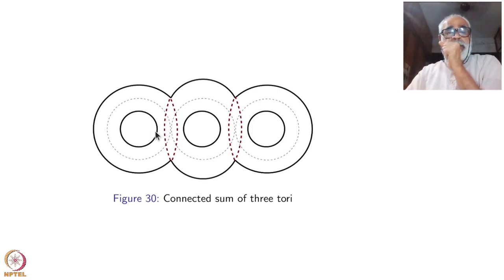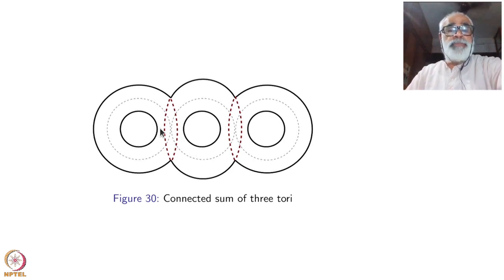So this delta must be less than R, strictly less than R. For the sake of this picture, I have taken perhaps R by 2. Take all the points which are at a distance less than R, like that, and then look at the boundary. That boundary is the connected sum of 3 tori here. So if you have taken n of them, it is the connected sum of n tori.